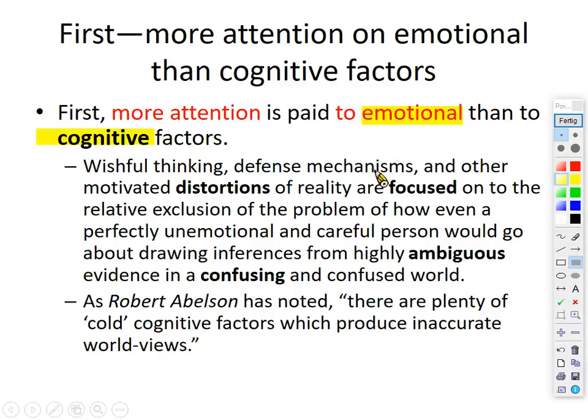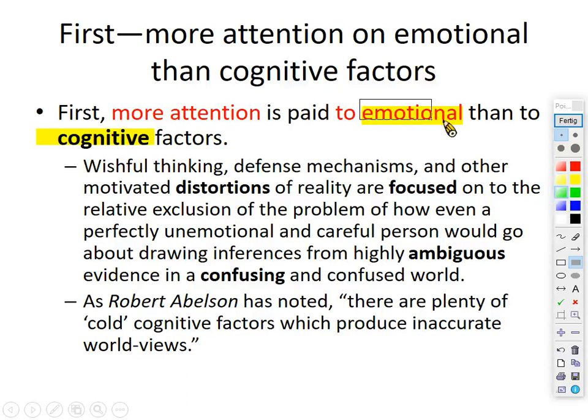Emotional is a moving of your feeling out. Moving out your feeling is an emotion. And how about cognitive? It's based on reason, based on reasons. So if you sit down and keep yourself calm and you think, you try to understand, you try to know things, right? So in psychological analysis, we found out that more attention is paid to emotional than cognitive factors. Okay, this is the first fault.